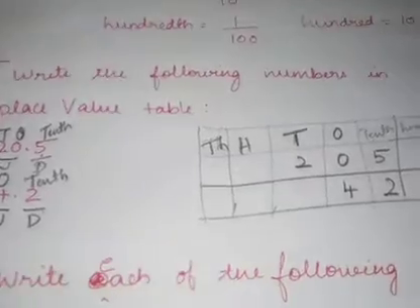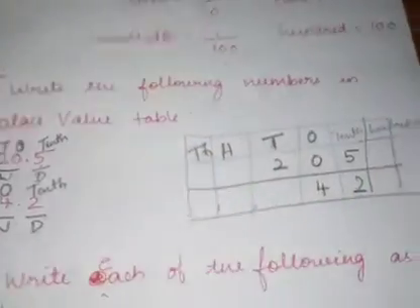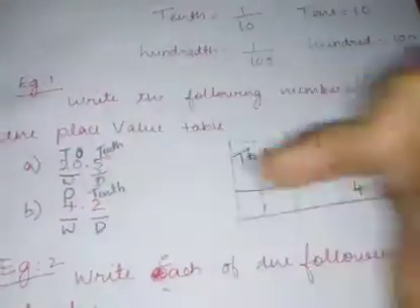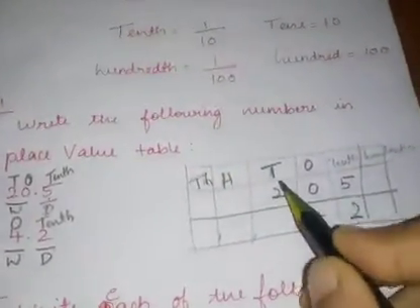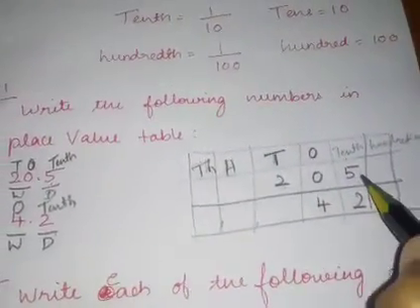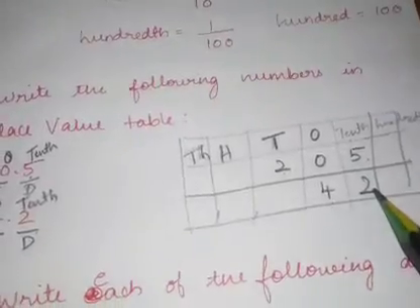You should represent only like this. You don't need the hundreds and thousands because we don't have any numbers there. Just put them in the ones and tens, here tenths, ones here and tenths. Okay, understood?